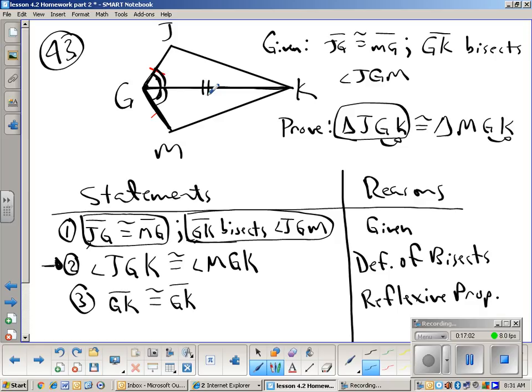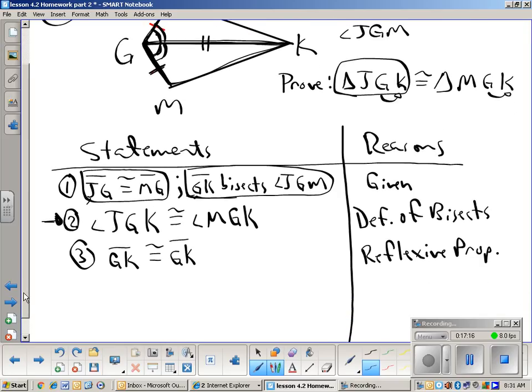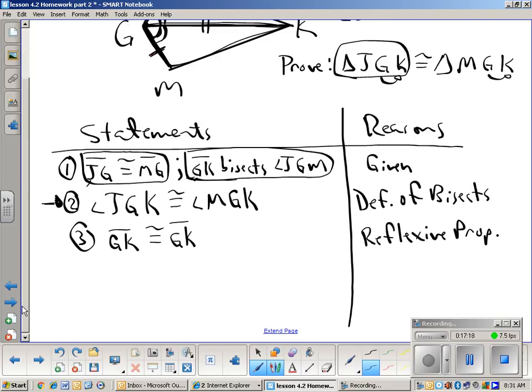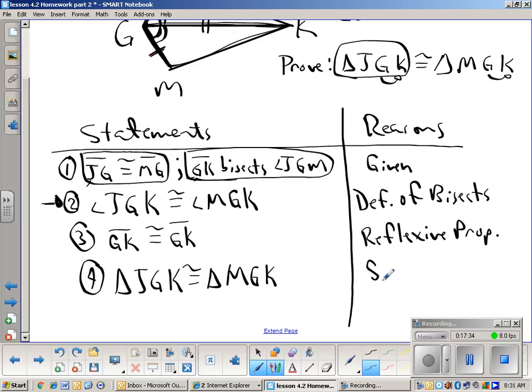The reason I do that is because now I can look at this bottom triangle and say I have this side, then I have the angle, then I have this next side, the angle between them. So what allows me to say that these two triangles are congruent? Side, angle, side. So we say triangle JGK congruent to triangle MGK because of side, angle, side.